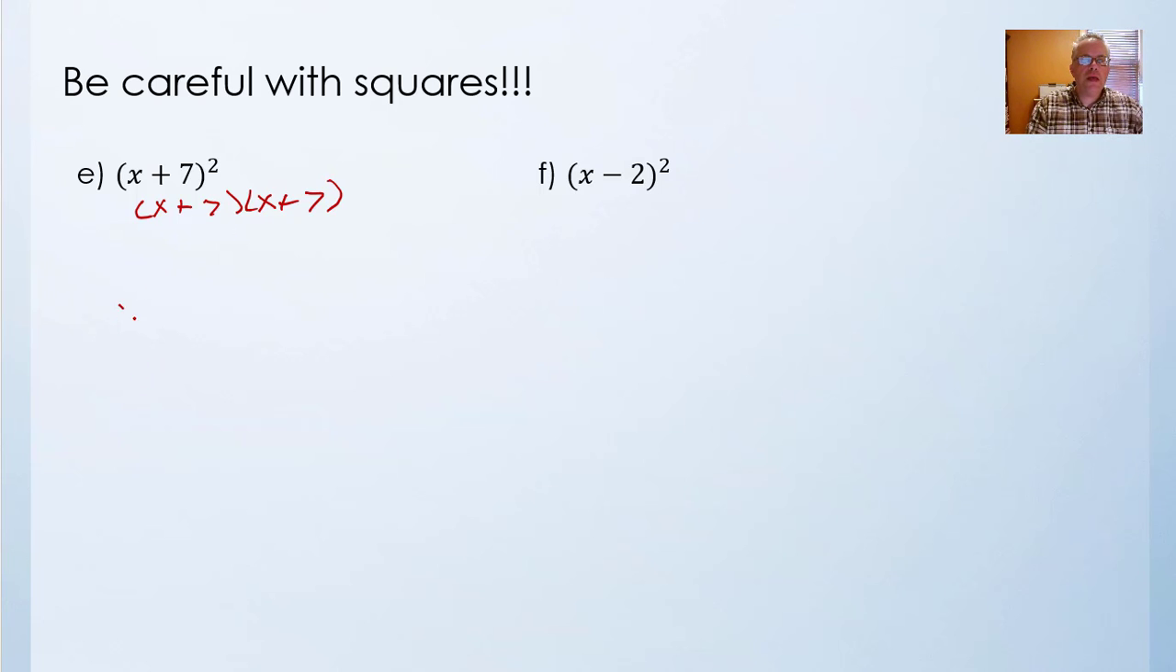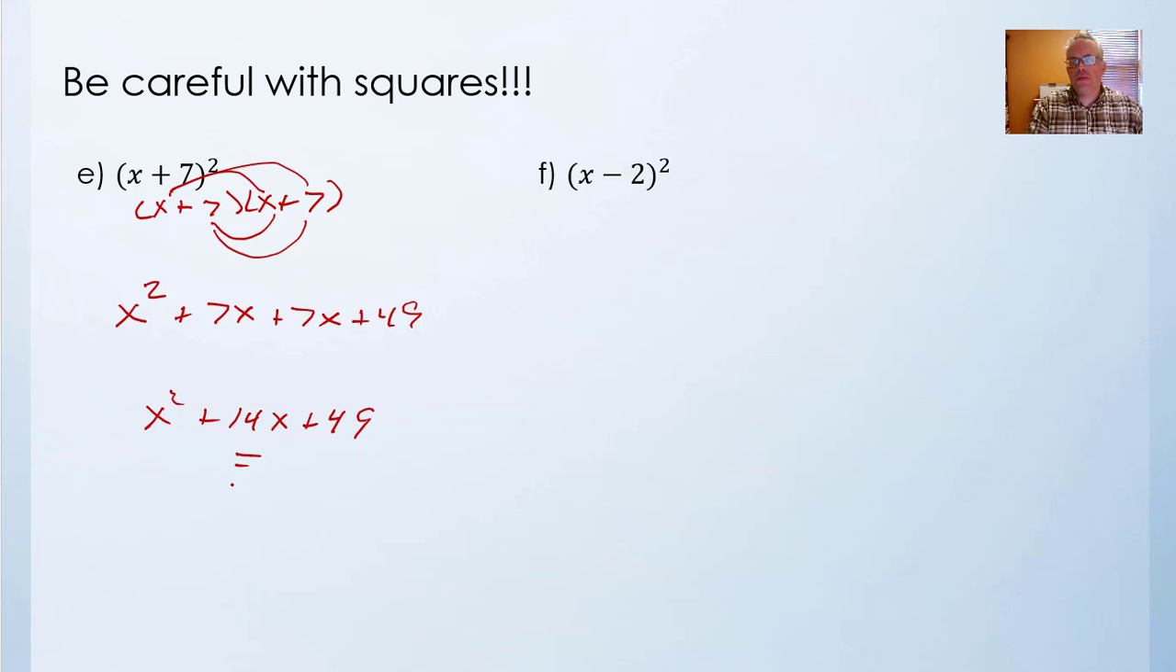X times x is x squared. I did that one. X times 7 is 7x. 7 times x is 7x. And 7 times 7 is 49. We get x squared plus 14x plus 49. This 14 is the part people usually miss. If they just do x squared plus 7 squared, they miss that 14x.